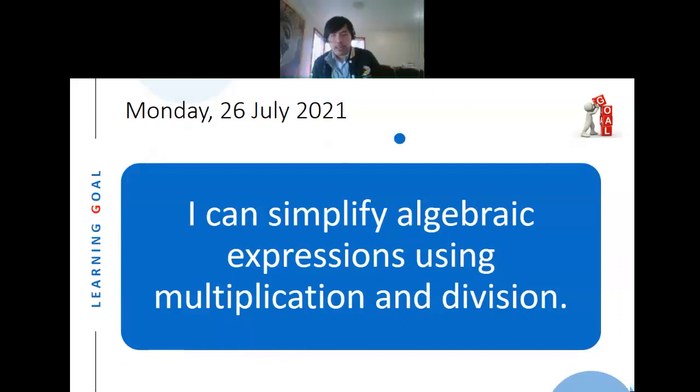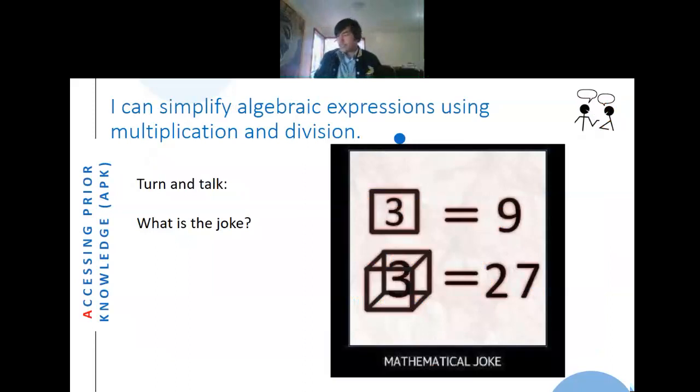Next we're going to talk about our APK. Our APK for today is a sort of a joke here. Let's see if you guys can get the joke. I'll give you about 10 seconds to have a look at the image and see if you can work it out.